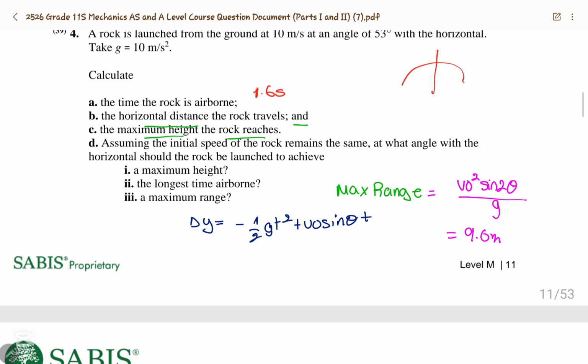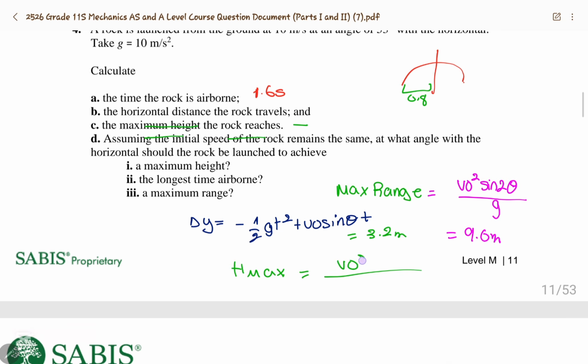Here would be half of it. So that would be 0.8 seconds. You substitute 0.8 and you're going to get 3.2 meters. Or you can use H max, right? The equation for H max is v0 squared sine squared theta over 2g. So it's going to be 10 squared times sine 53 squared over 2 times g, which is 10. You put it on your calculator, and you will also get 3.2 meters.